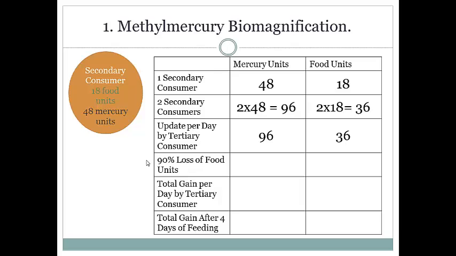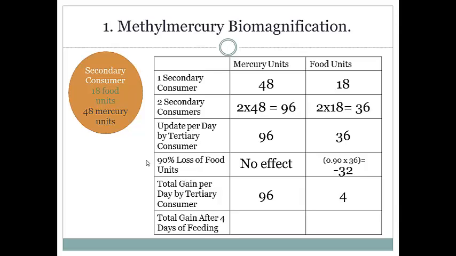Once again, we lose 90% of our food units as heat to the environment. There is no effect on the mercury units. If we lose 90% of 36, that's going to be roughly 32, which means that each day that the tertiary consumer eats the secondary consumers, it obtains 96 mercury units and 4 food units.